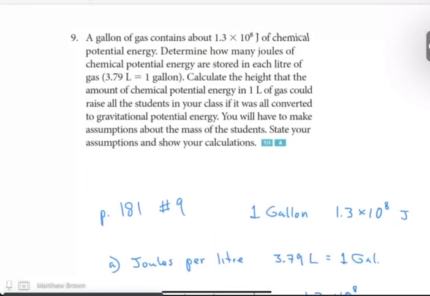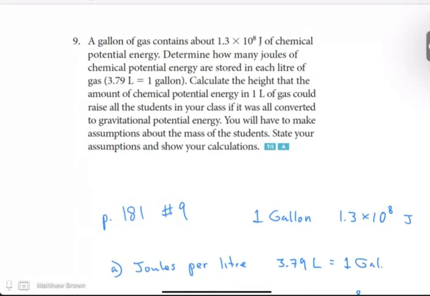One other question we might look at here, number 9 on page 181. A gallon of gas contains about 1.3 times 10 to the 8 joules of chemical potential energy. So just another type of potential energy. We want to determine how many joules of chemical potential energy are stored in each liter of gas, where a gallon is 3.79 liters. Then calculate the height that the chemical potential energy in 1 liter of gas could raise all the students in your class if it was all converted to gravitational potential energy. You'll have to make some assumptions here.